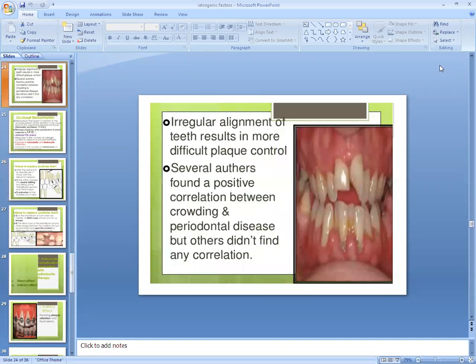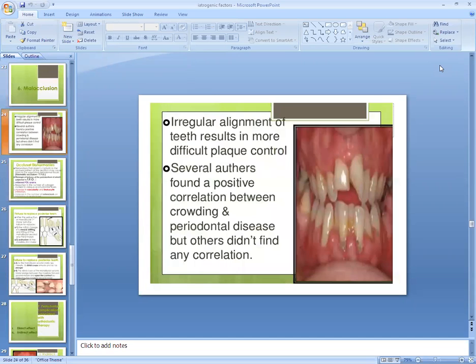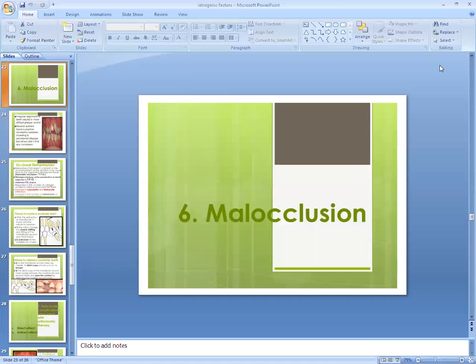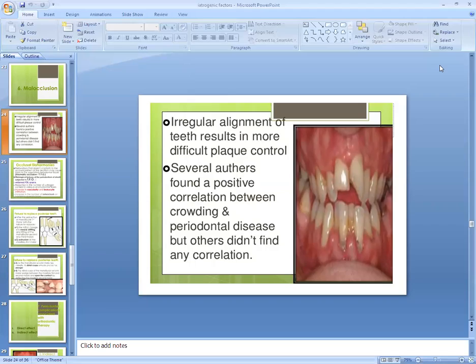And in malocclusion, if there is an accumulation of plaque, it results in damage to the periodontal tissue. And if we fail to replace a missing tooth or extracted teeth, there is always drifting of the adjacent or opposing tooth, resulting in periodontal disease.